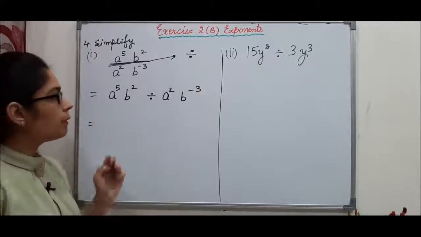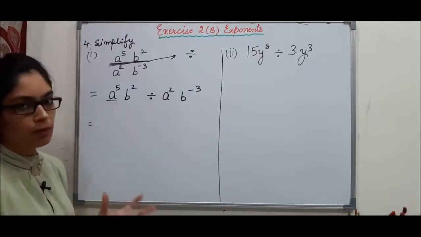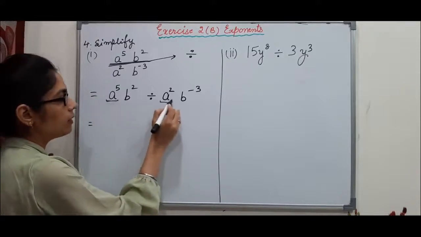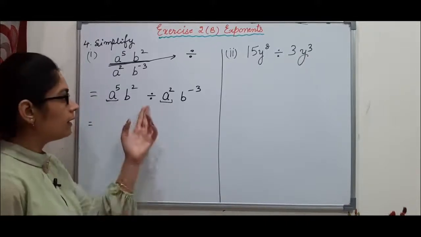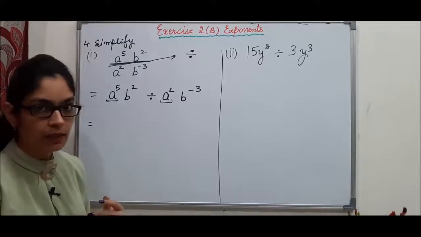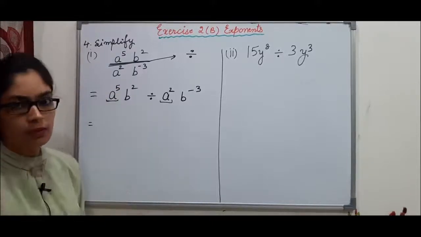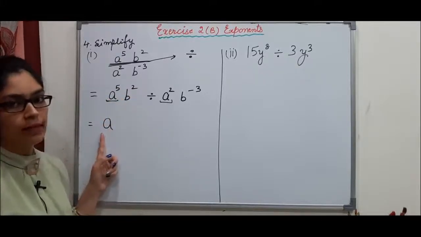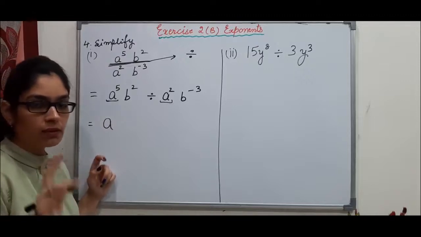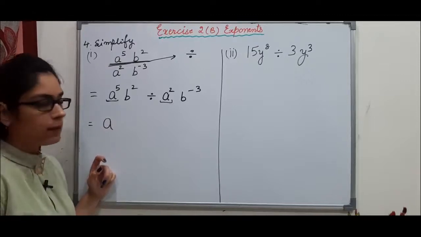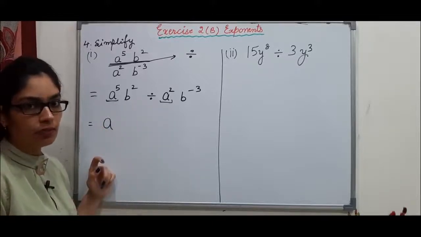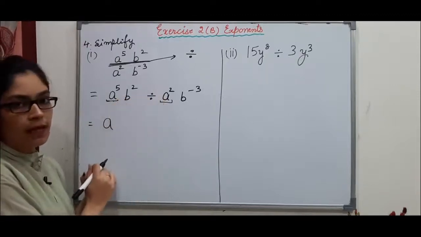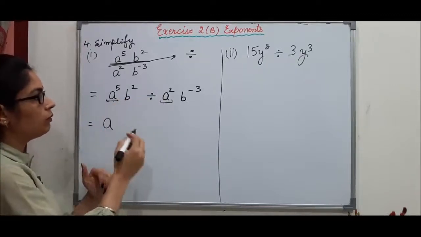Now we just have to see the bases. See, any alphabet that is written, we have to consider that as a number only. So this a and this a, same base and they are getting divided. Bases are same and they are getting divided. So we can use the quotient rule there and solve it. So a, this only one time we have to write, the base only one time. Whichever base is written 2 times, 3 times, don't write it that number of times, only one time we have to write.